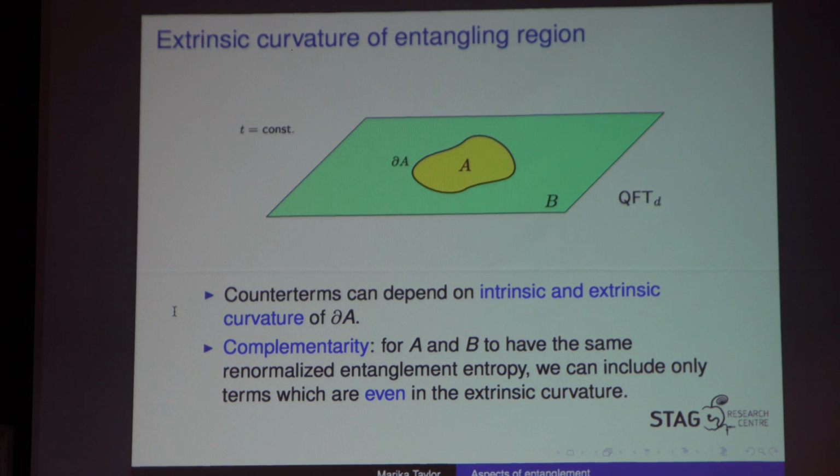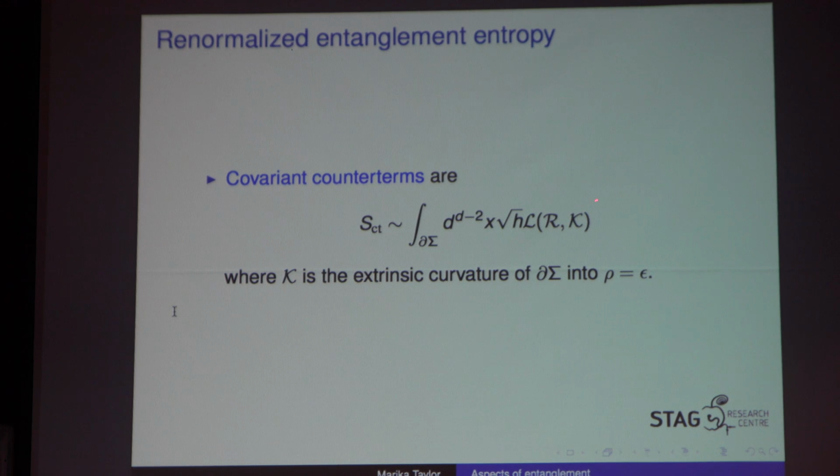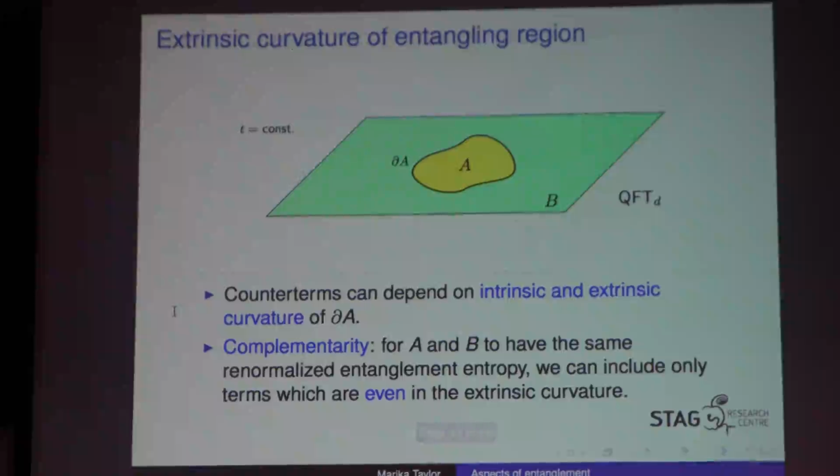Now, there's an important restriction. I said at the beginning that in the case that the state of the quantum field theory was pure, the entanglement entropy of A matches the entanglement entropy of B. This is called complementarity. And for that to be respected by the renormalized entanglement entropy, you can only have terms which are even in the extrinsic curvature. Because A viewed as embedded into B, the extrinsic curvature points outwards. Well, you choose a convention, but it points outwards. B embedded into A, the extrinsic curvature is in the opposite direction. Okay? And so if they're going to have the same renormalized entanglement entropy, you need to have only terms which are even in the extrinsic curvature. So we've got two rules. Our counterterms can depend on intrinsic and extrinsic curvature, but it can only be even powers of the extrinsic curvature.